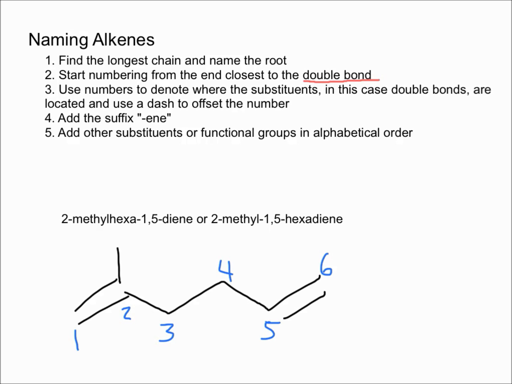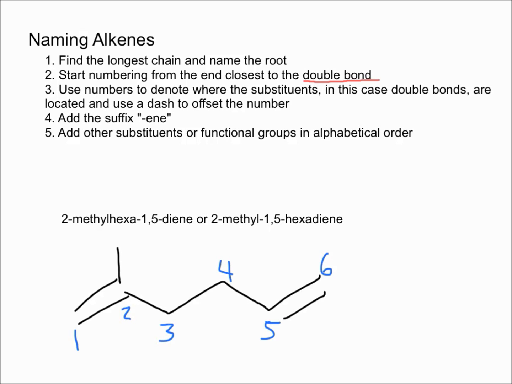And so this molecule would be named 2-methyl-hexa-1,5-diene. Or the other way you could write it, the older way, I guess, is 2-methyl-1,5-hexadiene. And the only difference is the 1,5 in the first one is closer to the diene. And so you could write it either way. But the point is, you have everything accounted for.